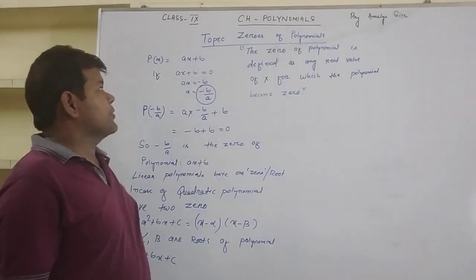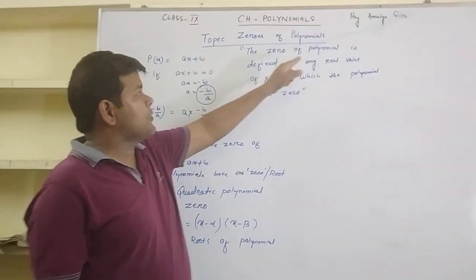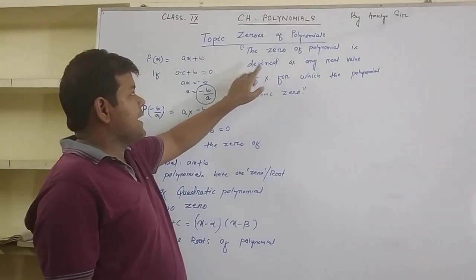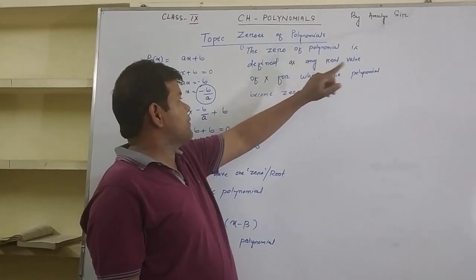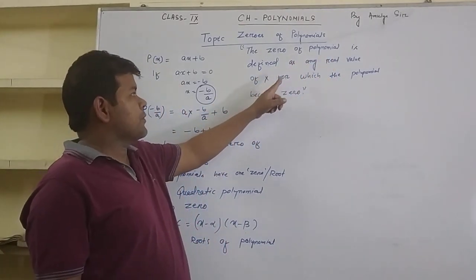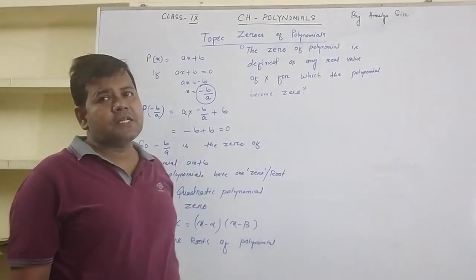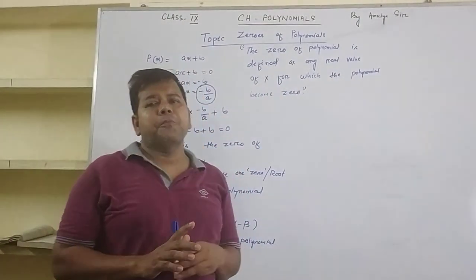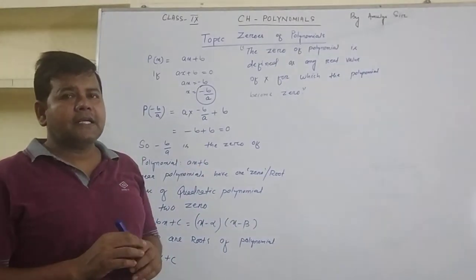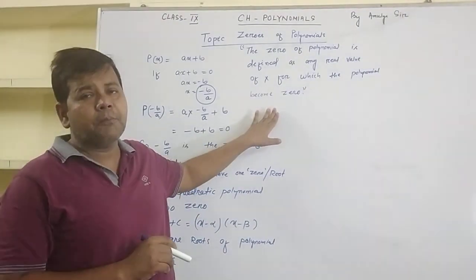What is the zero of a polynomial? The zero of a polynomial is defined as any real value of x for which the polynomial becomes 0. That means the value at which the polynomial becomes 0 is the zero of the polynomial.